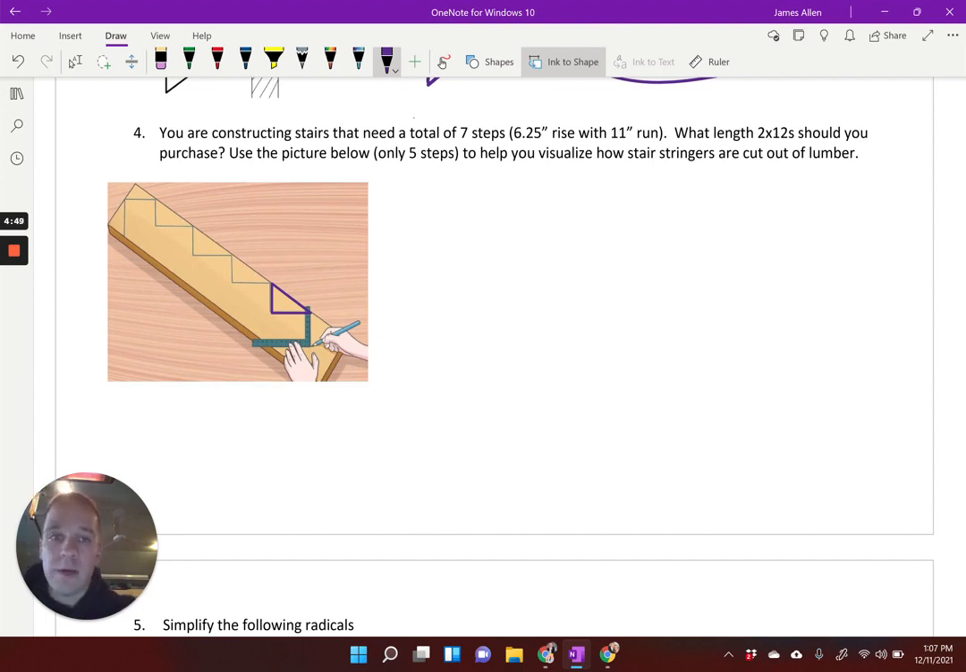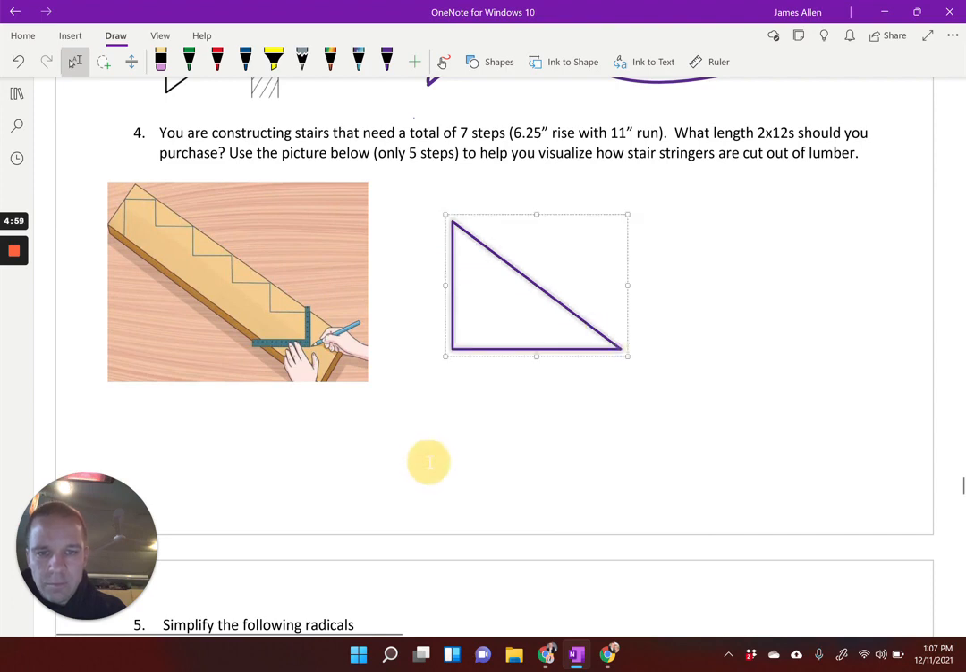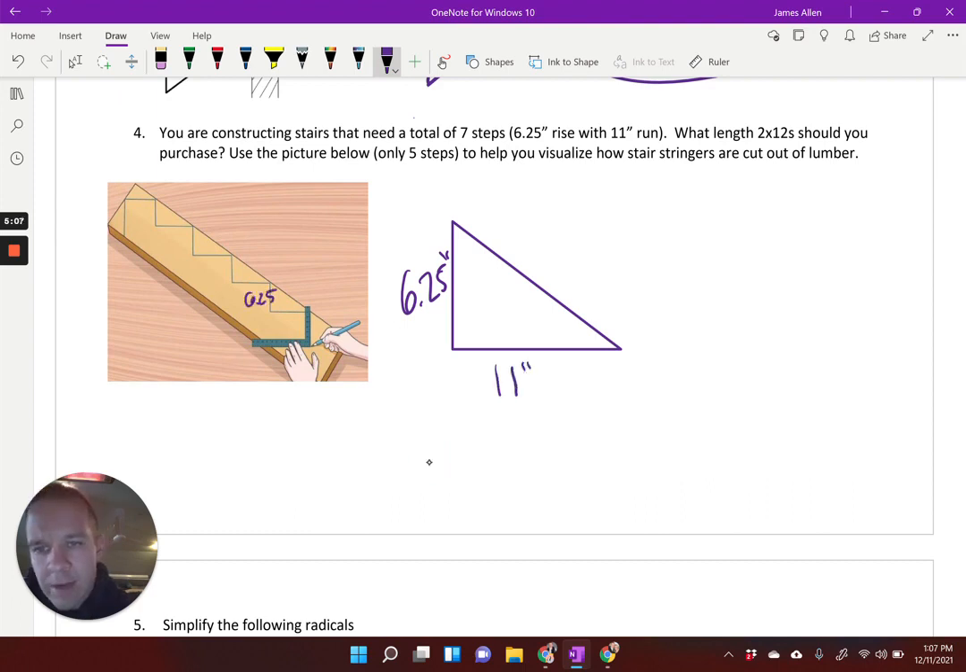That's pretty good. Okay. I like that. So I'm figuring out, I got a rise here, and I'm going to take this and move it over here. I've got this rise of 6.25 inches, and I've got a run of 11 inches, right? 6.25 and 11 for those two pieces.